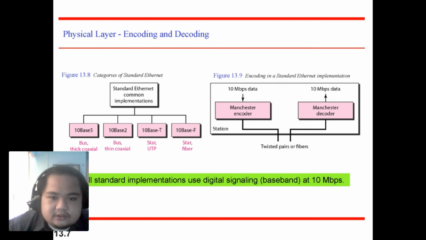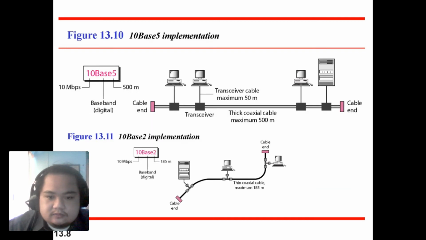10 megabit per second data in Manchester encoder with a twisted pair of fibers. The standard implementation uses digital signaling or baseband at 10 megabit per second.